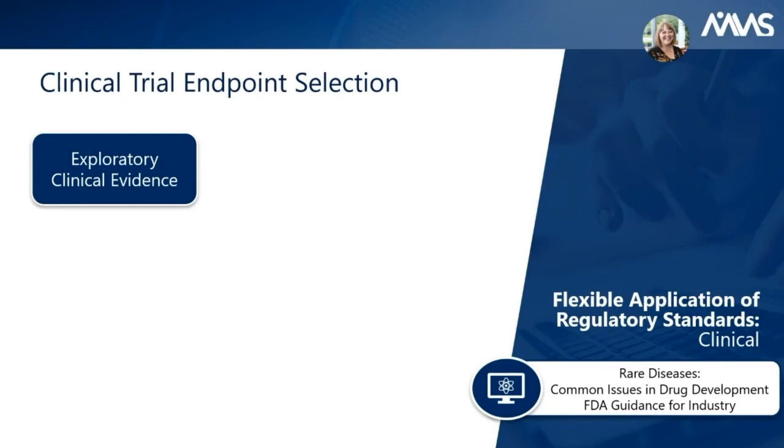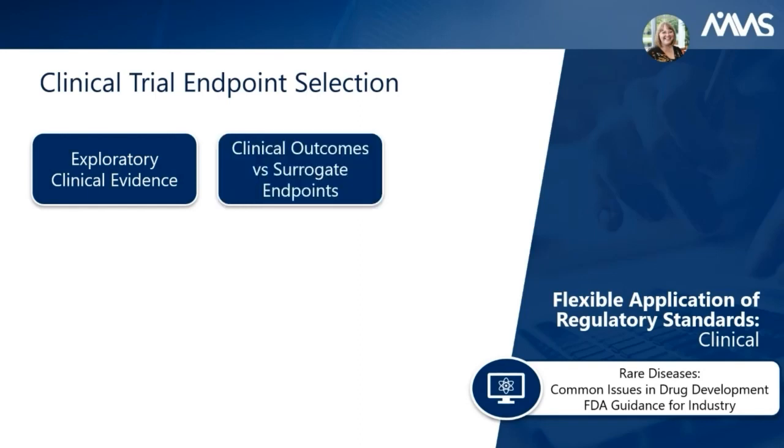The FDA's first recommendation for endpoint selection is to take a close look at any evidence of efficacy from early phase exploratory trials. Along these lines, seamless trial designs are especially encouraged, as this makes the best use of every subject that can be enrolled.